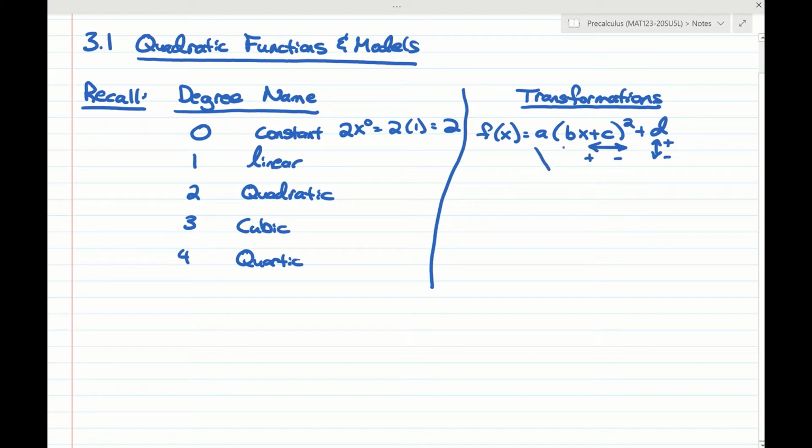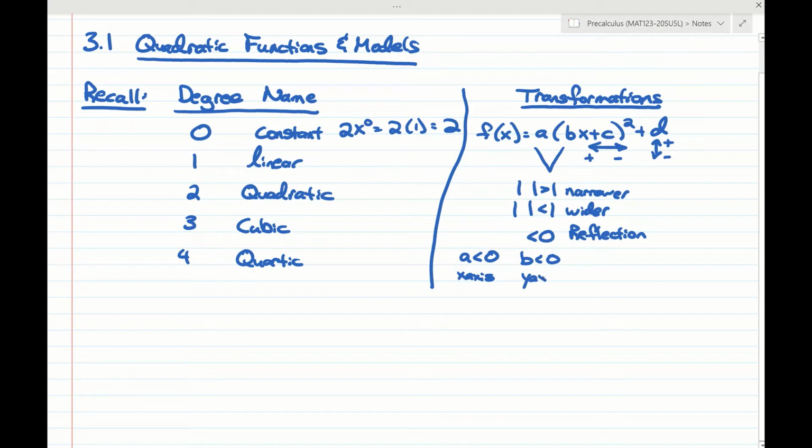And a and b are both dilations. If the absolute value of them is bigger than 1, the graph is going to get narrower. If the absolute value of a or b is less than 1, the graph gets wider. And if either of them is negative, it's going to be a reflection. Remember, a would be over the x-axis, and b would be over the y-axis.